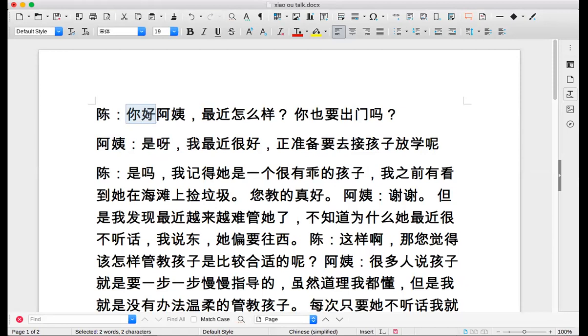Ni hao. Oh, okay, her part. Yes, she'll say ni hao. Okay, let me take her three lines because I actually didn't look at her part. I just looked at what she is saying, and then I was like, okay, now I know what she's saying. Good rhythm. She's saying ni hao, ai yi, zui jin, zemayang, ni ye yao. Forgive me, I didn't practice the lines.